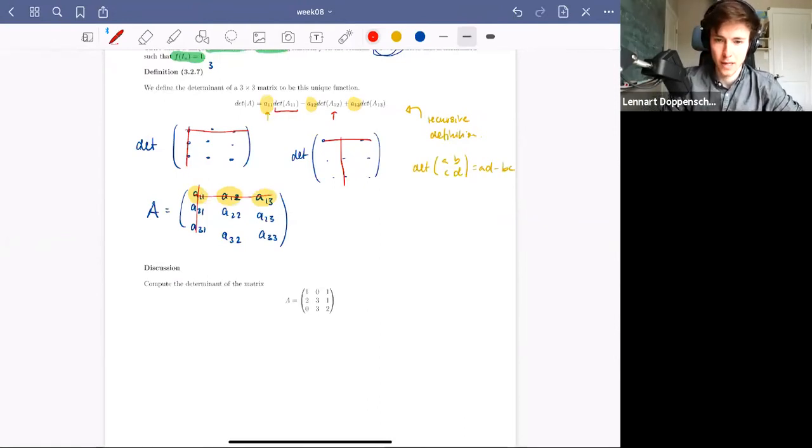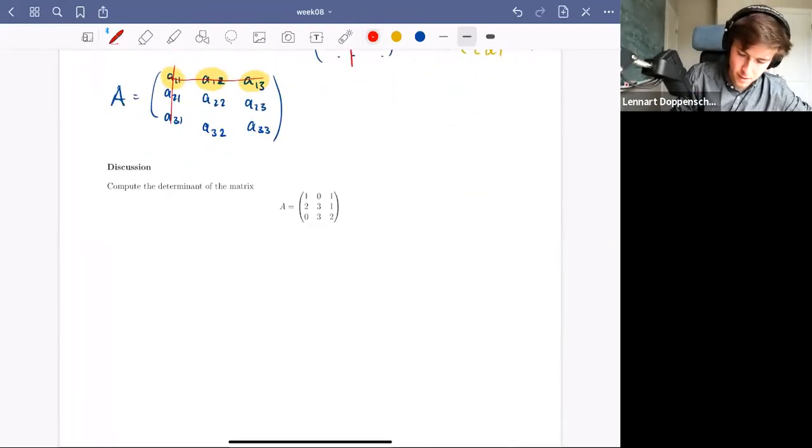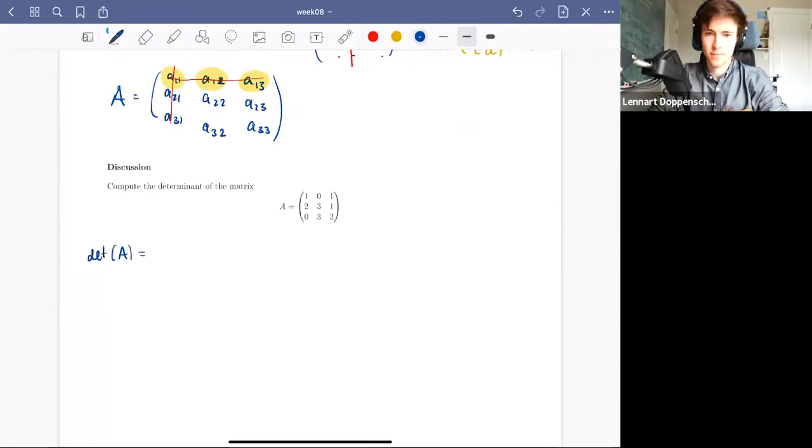So can someone tell me what I write down if I wanted to compute the determinant of A? Someone please tell me what to write. You can just raise your hand and say it out loud.